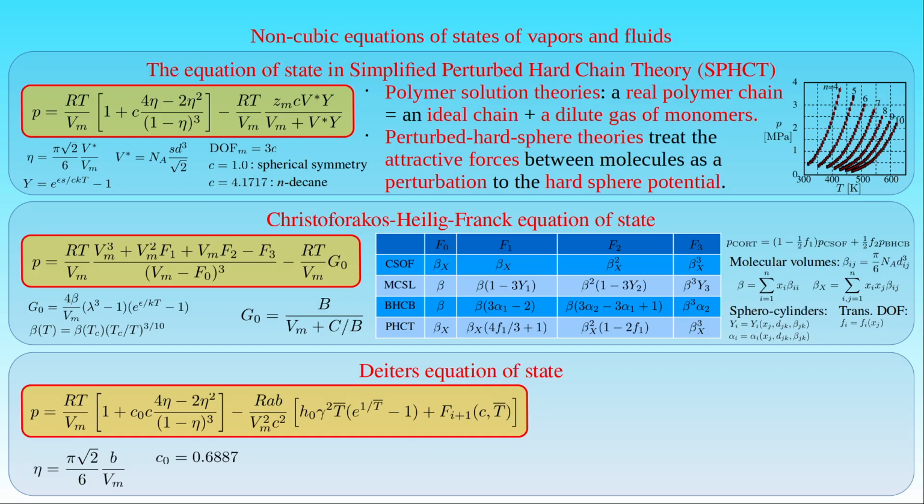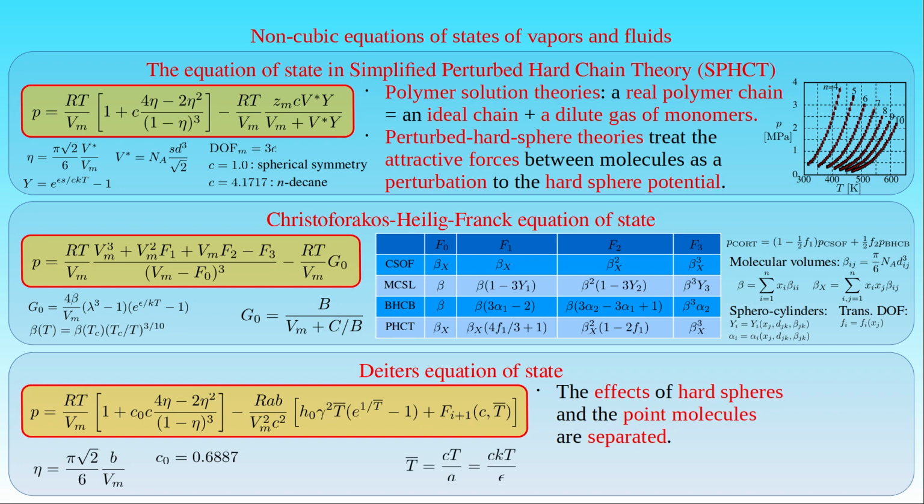The attraction term of the Deiters equation of state also uses the square well intermolecular potential, where a semi-empirical approach is chosen to separate the effects of hard spheres or square well particles at infinite temperature from the effect of point molecules with attractive potential at finite temperature and low density. The latter, describing the effect of the attractive potential of the point molecules, gives the exponential part of the attraction term depending on the reduced temperature T bar, given by the parameter C times the temperature T over the pressure correction constant A, which is also equal to C times the Boltzmann constant k times T over the well depth epsilon.